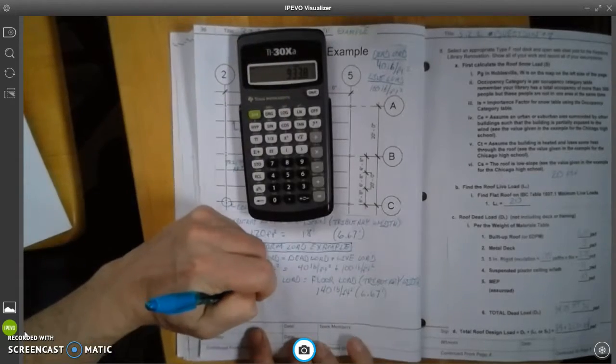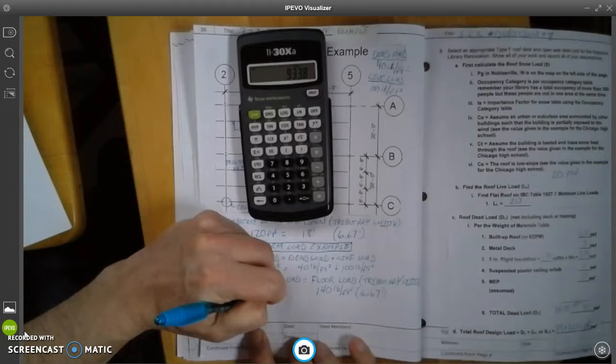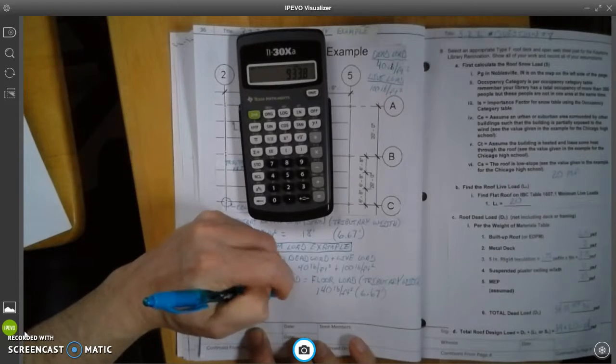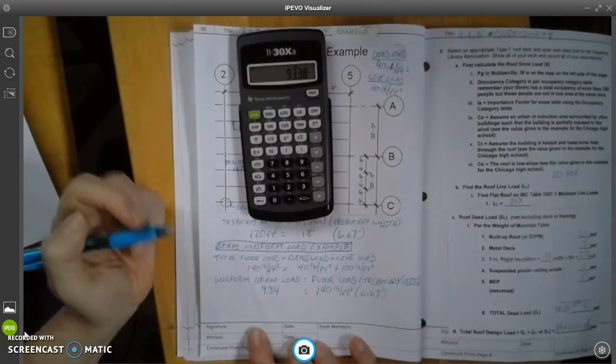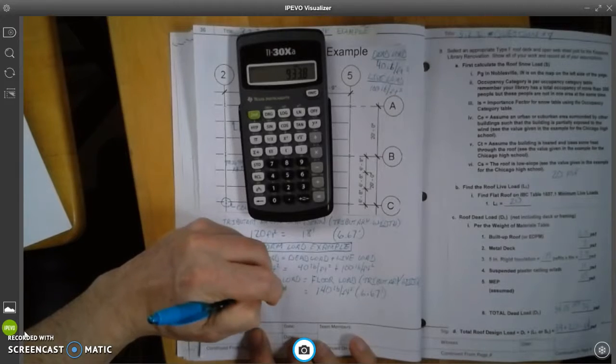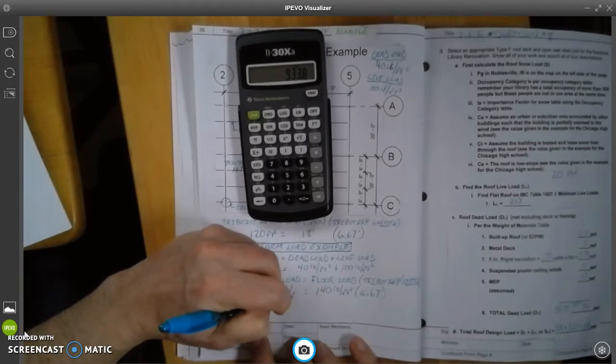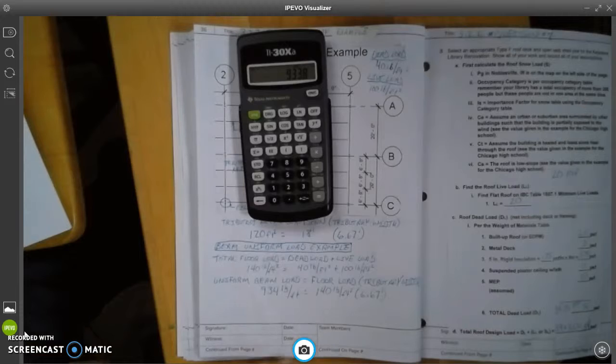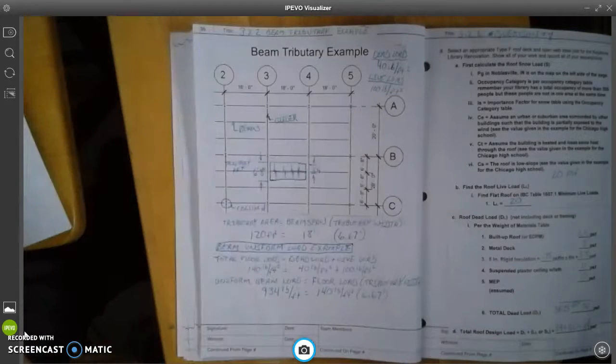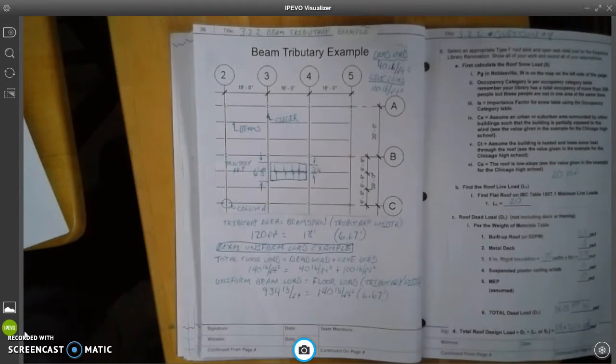This is going to equal 934 pounds per foot. So that is what I expect you to have written down in your engineering notebook right there.